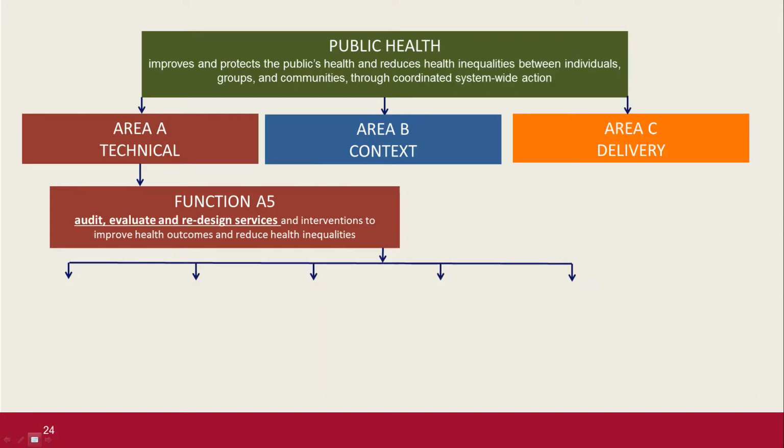Function A5 looks at public health activity around the design, development and delivery of health services and interventions and their effectiveness and quality assurance to improve health outcomes and reduce inequalities regarding those outcomes.